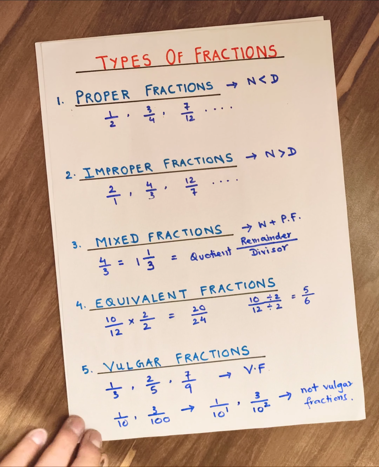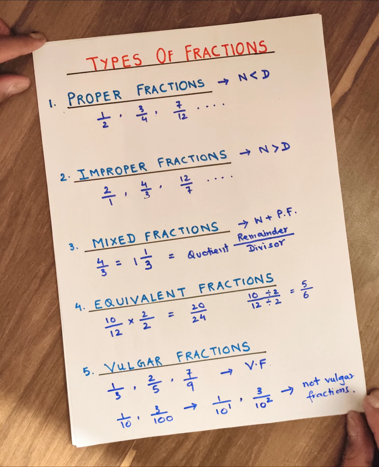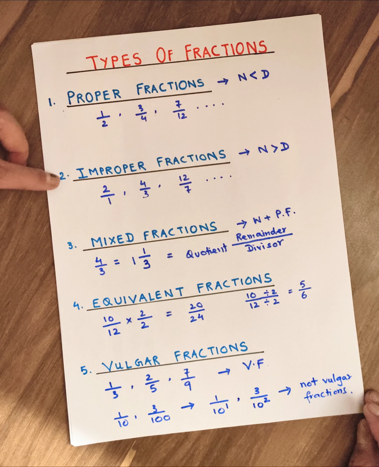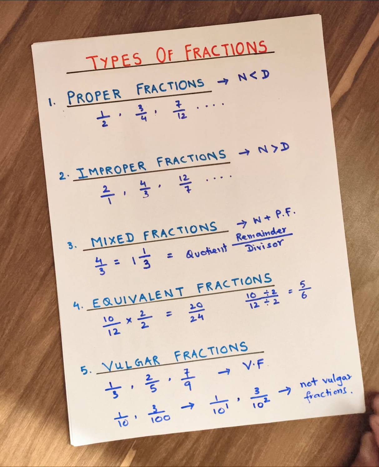Correct? So there are 5 types of fractions: proper, improper, mixed, equivalent and vulgar. I hope you understood.